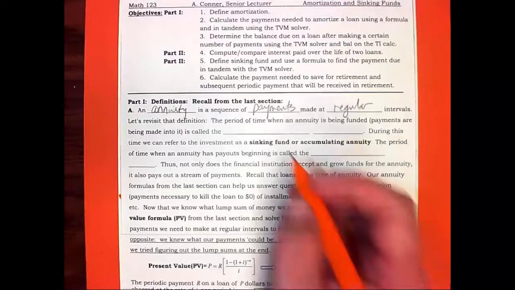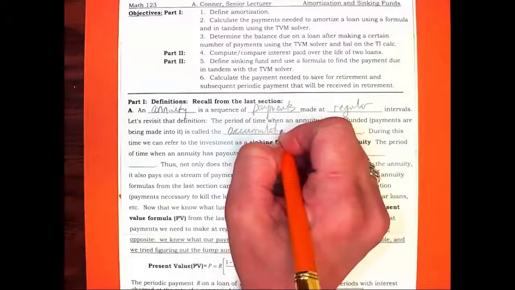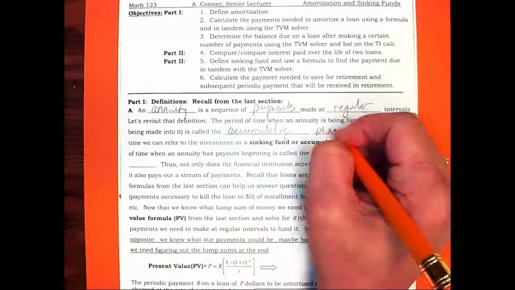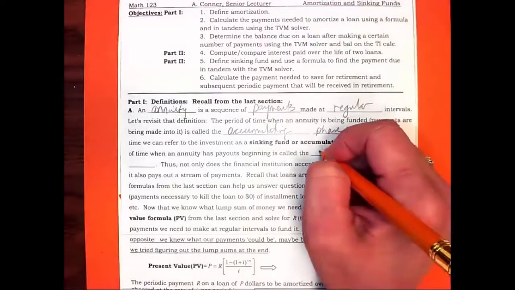We're going to think of it in the accumulating phase, which is what we've seen so far. So this is when it's accumulating money. It's referred to sometimes as a sinking fund. And then we can also think of it in terms of when it's paying out money, and this is the annuitizing phase.